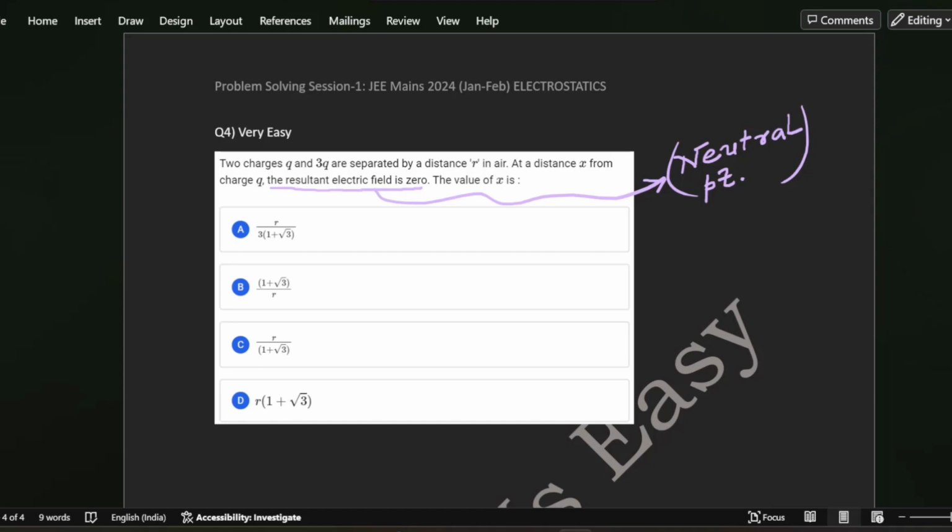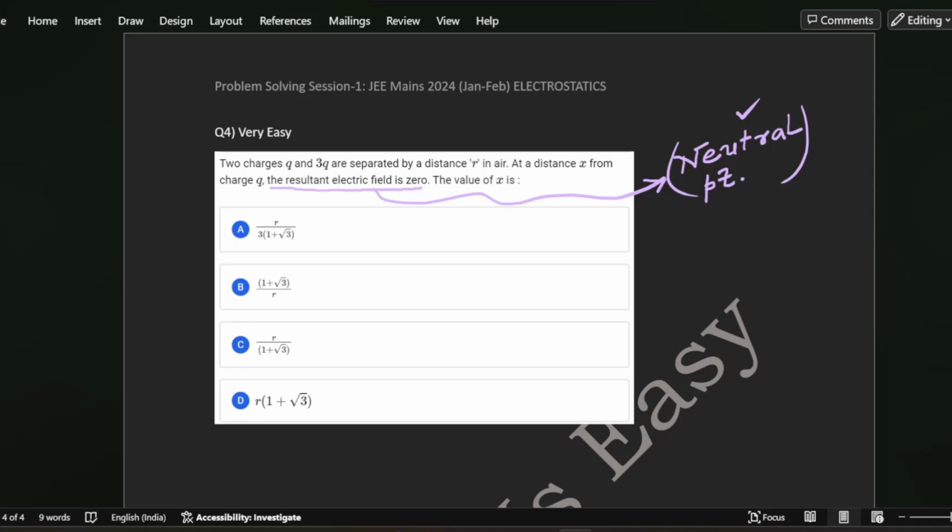And if you don't know what it is, you may just lose very easy 4 marks, as you can see. So neutral point is a point where the resultant electric field is 0. Remember it. This is very important.